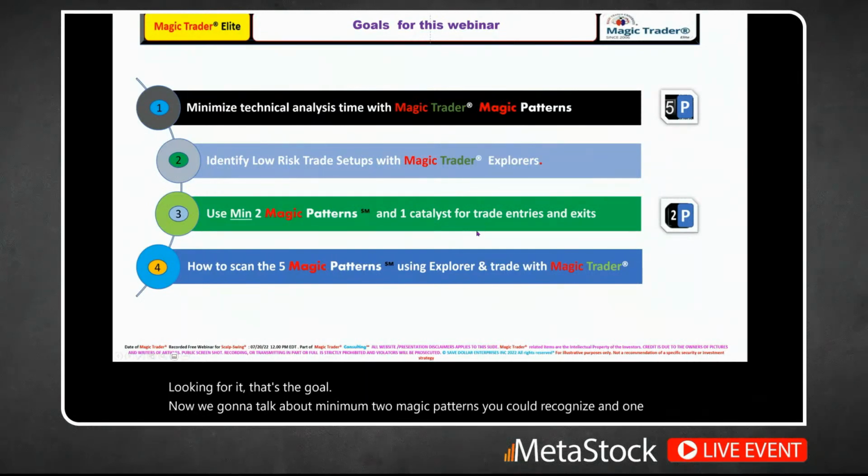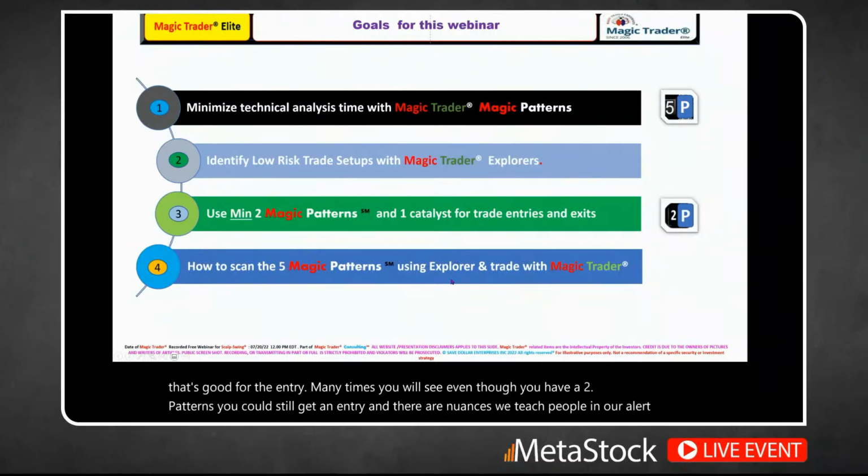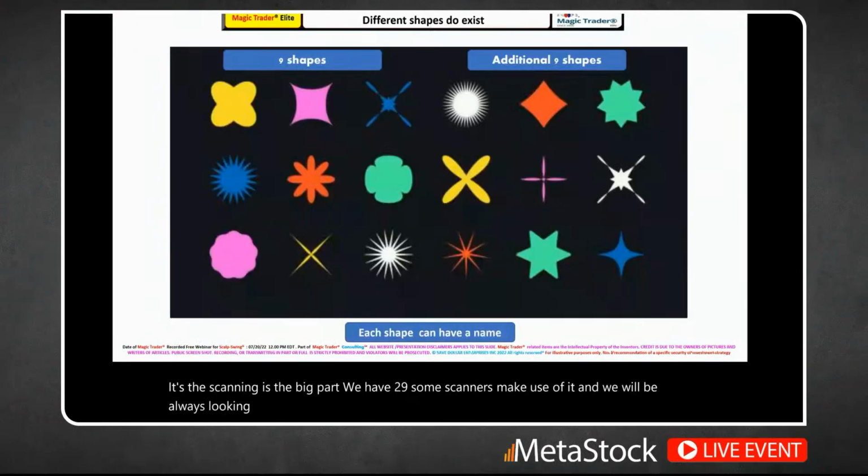Now we're going to talk about a minimum of two magic patterns you could recognize and one catalyst. That's good for the entry. Many times you will see, even though you have two patterns, you still get an entry. And there are nuances we teach people in our alert room, which is better for you. That's the bottom line for us. This way you could do well in your trading. No guarantee. Now, the scanning is the big part. We have 39 some scanners. Make use of them, and we will always be looking to revise and make them better.